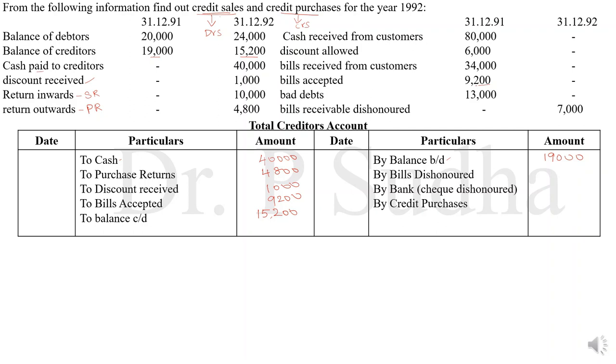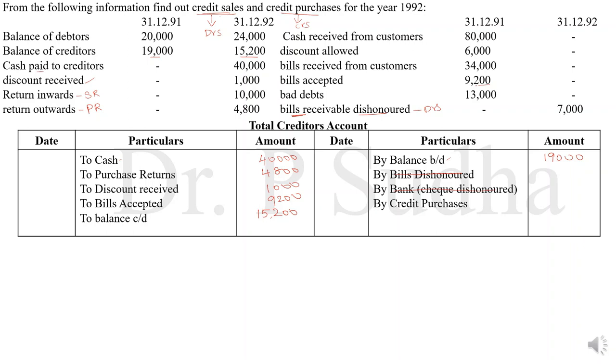Then bills dishonored. In this problem, we have one dishonored, but that is bills receivable. Bills receivable dishonored will go to debtors account. Bills payable dishonored only will come here. So, as I told you, it is just like a fill in the blanks, but you should know what will go where. Bills receivable always go to debtors account. Bills payable only will come to creditors account. So there is no bills dishonored in this question.